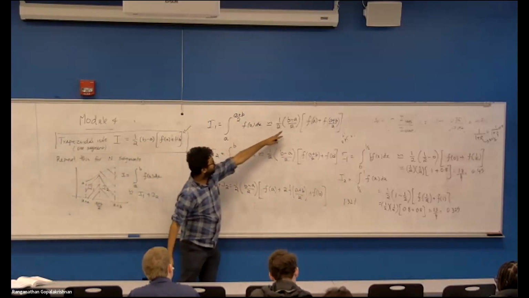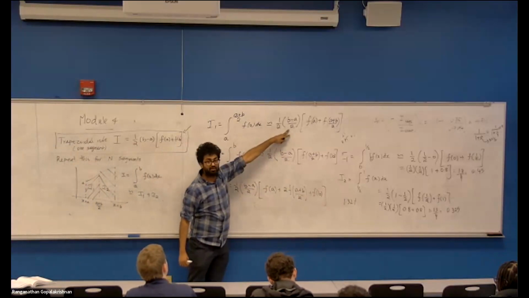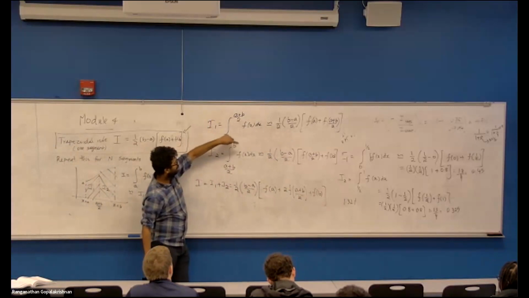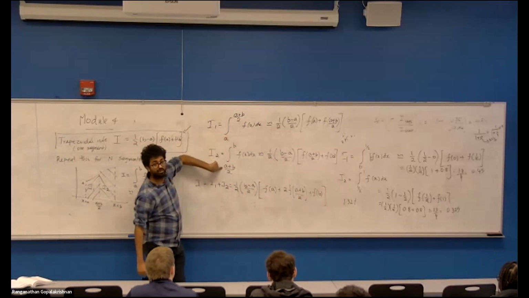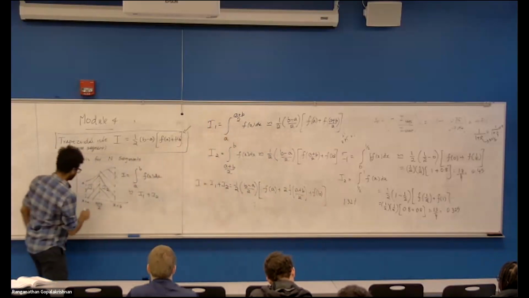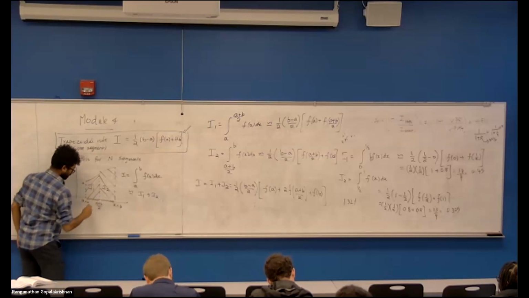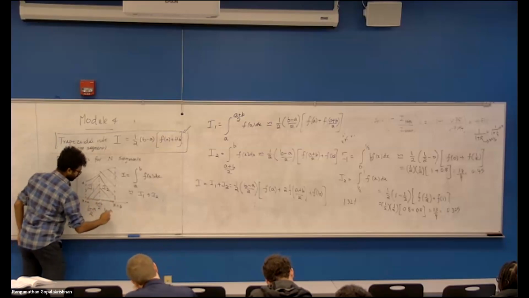I'm just adding these two. Just make sure you understood where this (b minus a) over 2 came from. That is (a plus b) over 2 minus a, or b minus (a plus b) over 2. It's this distance there, really. b minus a over 2, b minus a over 2.